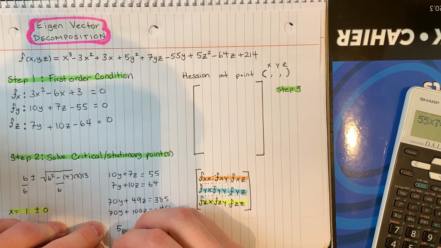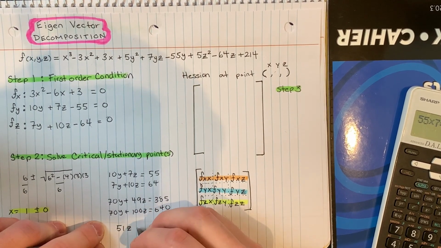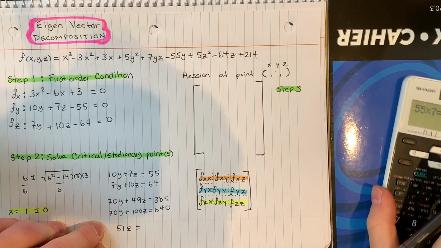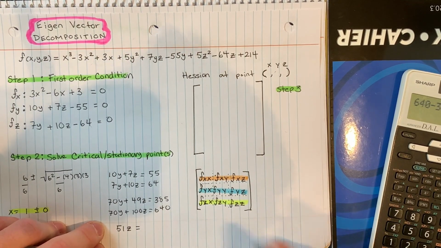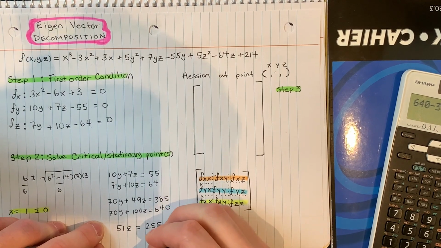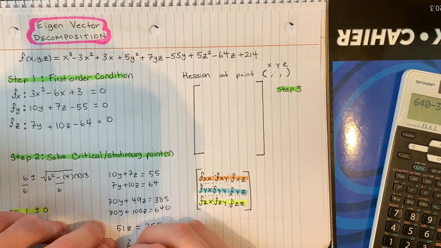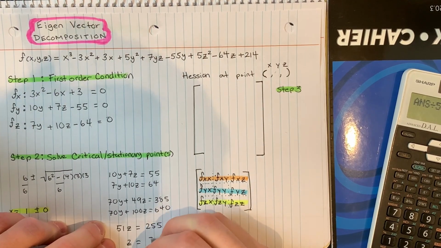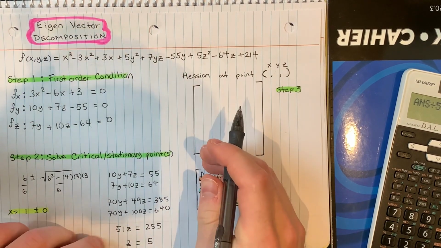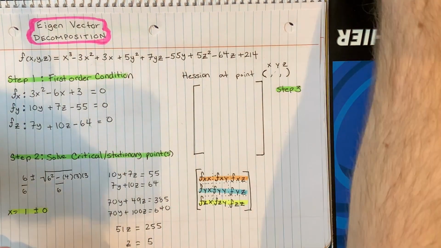Then we'll do the bottom row minus the top row, which will give us 51z equal to 640 minus 385, that's 255, divided by 51, gets us z equal to 5. Let me highlight that before I move on.